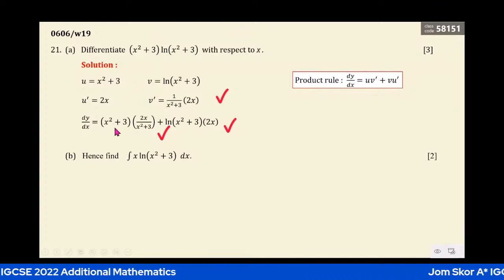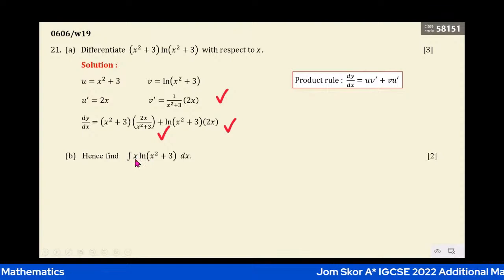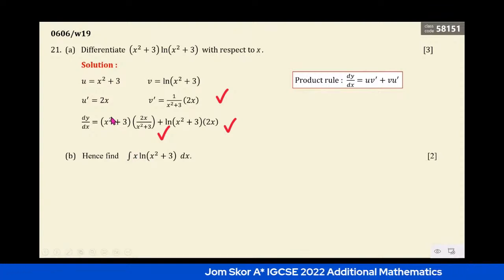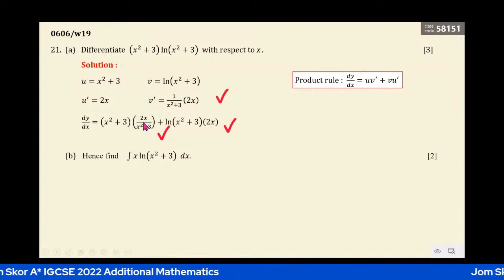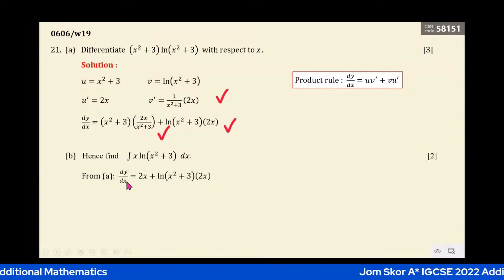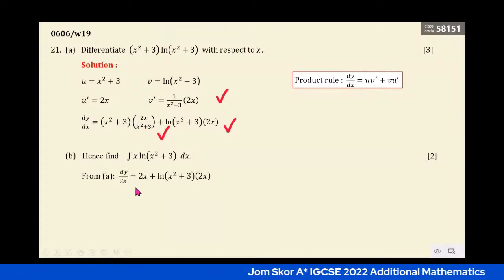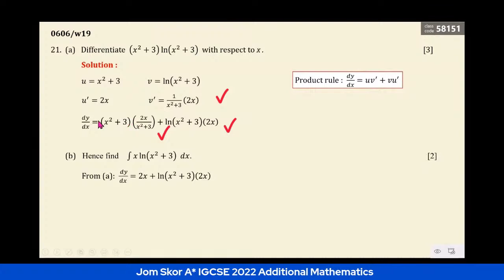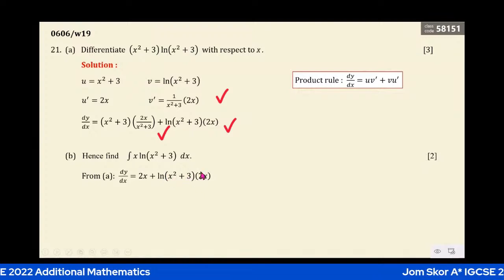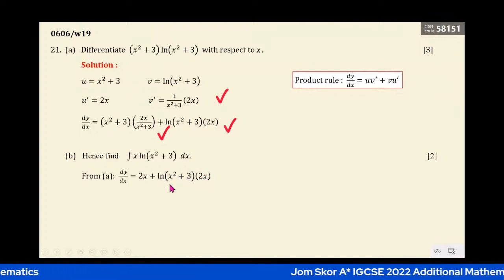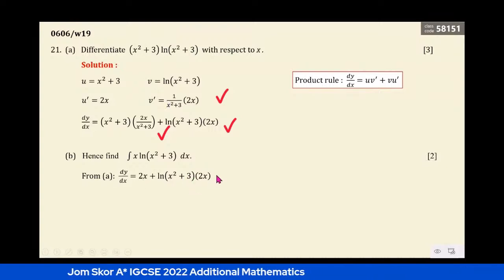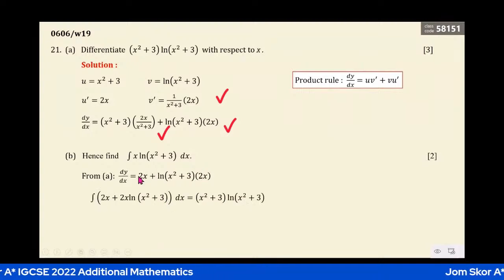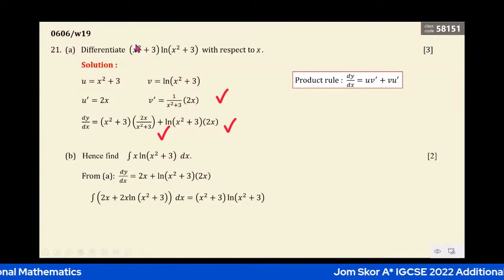But in this one, we have to simplify first. Look at this: here you have x square plus 3, and below there is also x square plus 3. So you cancel this out to get your dy/dx from A. But for dy/dx now, the teacher has simplified it. Cancel this out and you will get 2x plus ln x square plus 3 times 2x. When you differentiate this one, you will get this. Reverse process: if you integrate this one, you will get this back.